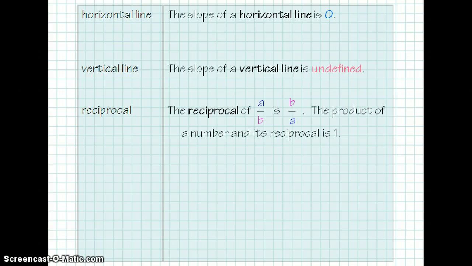Now reciprocal is essentially you take the number and you flip it. So if I've got a over b, the reciprocal is going to be b over a. The idea is that if I multiply the two together, I'm going to get basically ab over ab, which is 1.